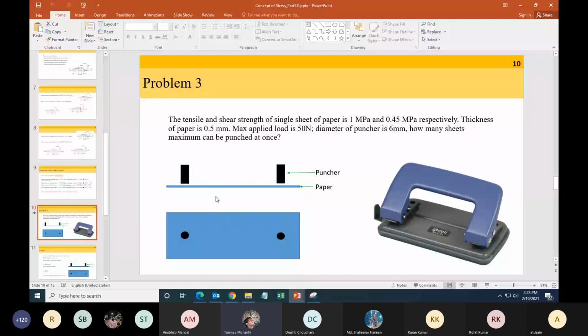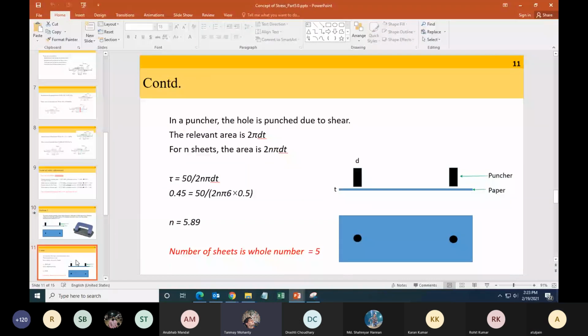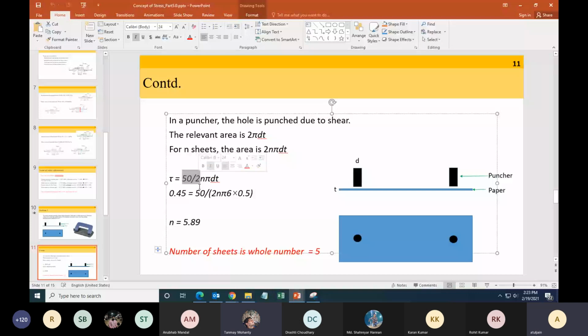Sir, I thought that the force must be 50 by 2, applied at pi dt. N into pi dt, that's what I've done. 50 by 2 and n pi dt is in the denominator. Sir, in the second line, the relevant area is 2 pi dt. So it is basically the same. Either way, we can solve.